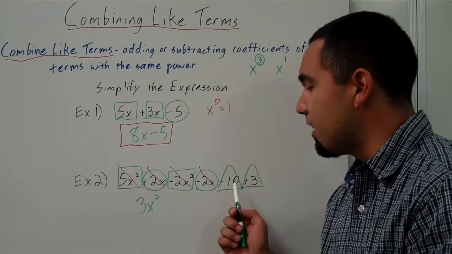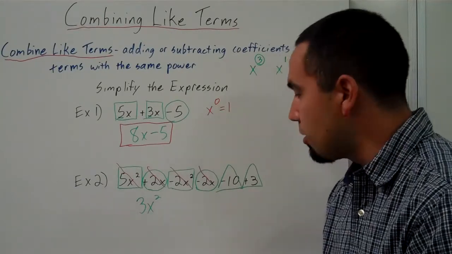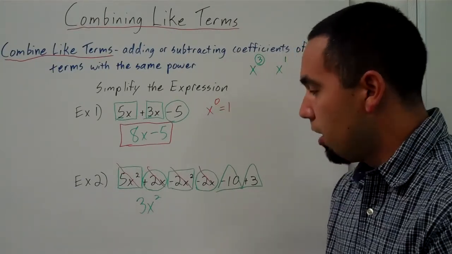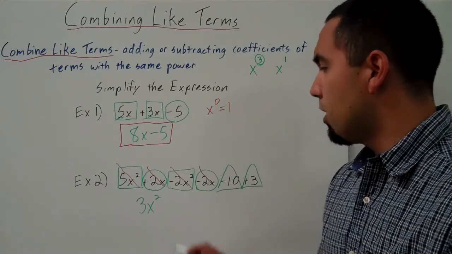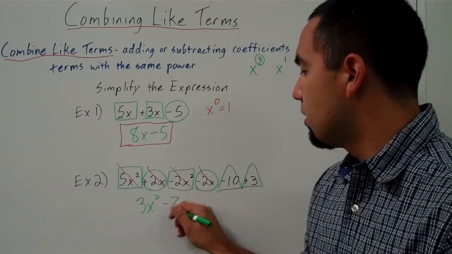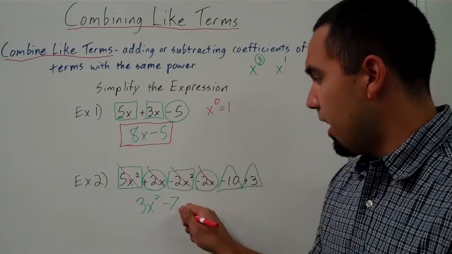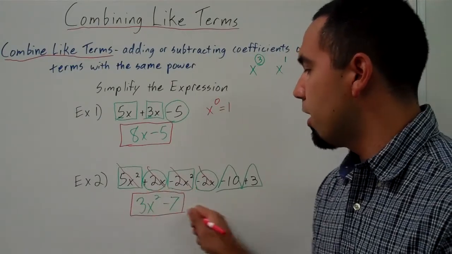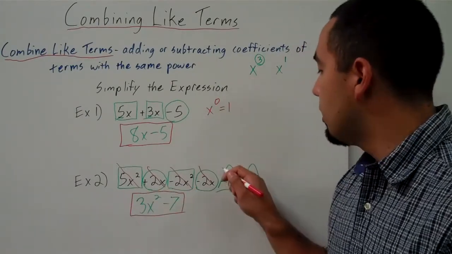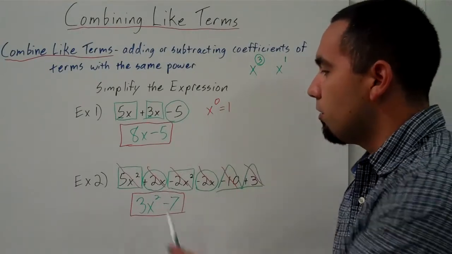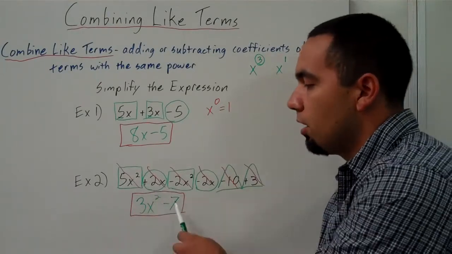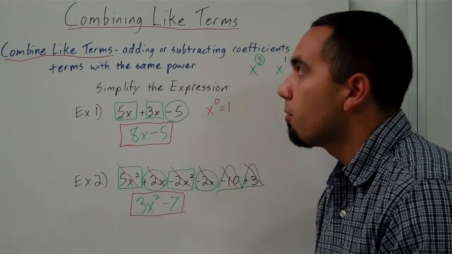And then finally, I get negative 10 plus 3, and these are like terms, they're both triangles. So negative 10 plus 3, I get negative 7. I cannot combine those, so I know that's my answer. And I did use those, so I'm going to cancel those out. And if I look, I canceled everything out. I know that I'm done, okay?